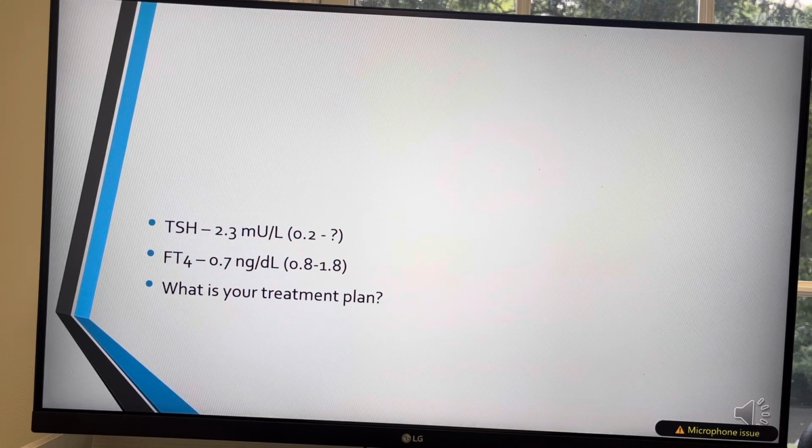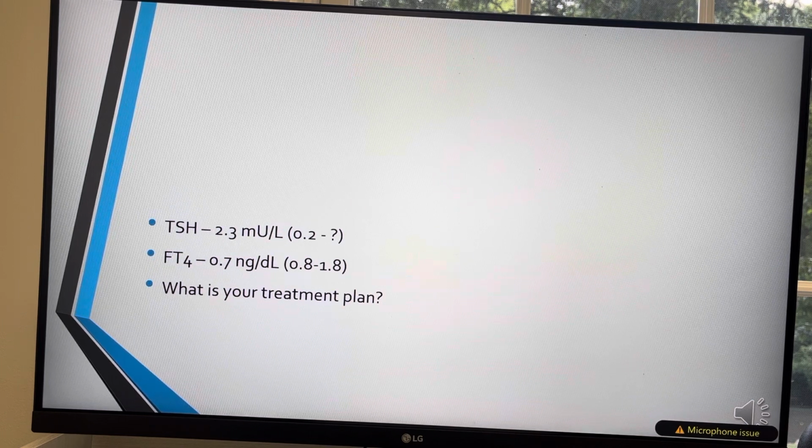I use this example to show where your upper limit can affect a patient. So let's say your upper limit for TSH is 4. Well, 2.3 would need no further workup then. That's well within normal limits. But let's say you use an upper limit of 2.5. Well, now 2.3 is high-end normal. Because it's right on the border there, you would order a free T4.